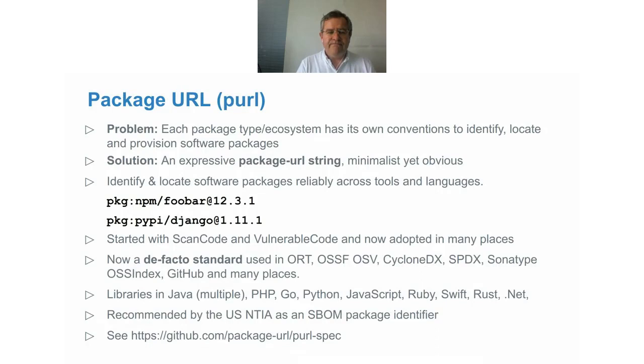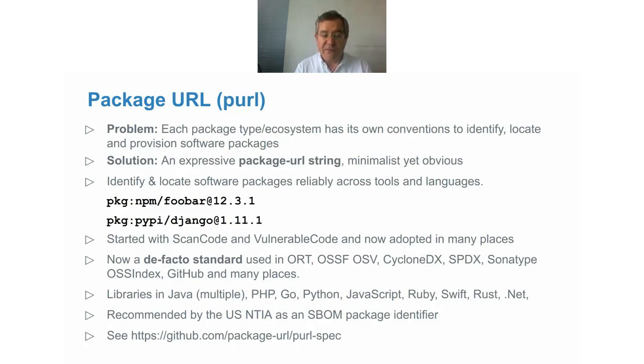So, what are package URLs? As I said, each package ecosystem has its own convention, and they have ways to name, locate, and provision software packages, and it's different in NuGet and NPM and PyPI. And the idea here was with this package URL to have a way to capture the convention in a way that's minimal. And so 2 examples here.